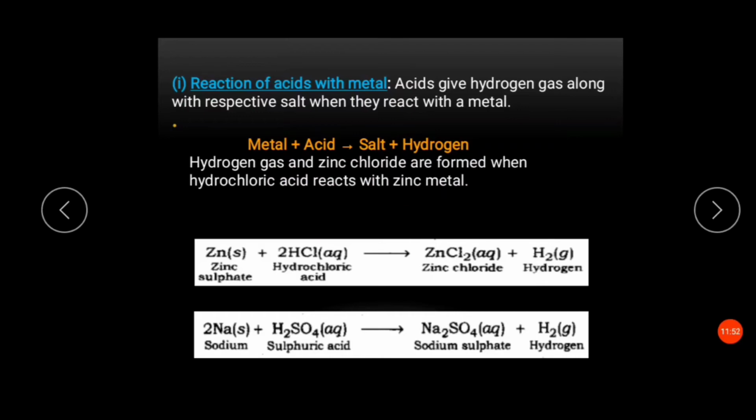Here is the reaction which is given. Zinc and HCl react to form salt. This is the salt which is formed and hydrogen gas is released. Similarly, here also sodium and H2SO4 react to give sodium sulfate and hydrogen gas. Now the test for hydrogen gas is that when we bring a burning candle near the tube from where the gas is liberated, it burns with a popping sound.